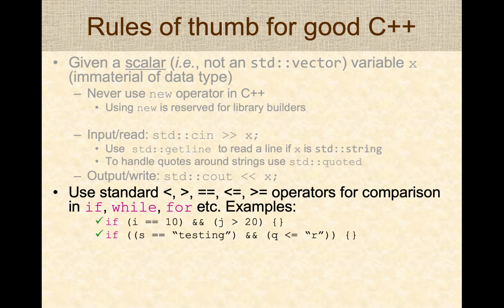Always use the standard comparison operators for comparison. At least start with them. Don't try and make your conditions complicated. Keep things simple and straightforward. So use the standard comparison operators, whether it's primitive data types, strings, or objects. Always try and use them first before you start doing something more complicated. So it's always a good rule of thumb to use the standard operators in C++.